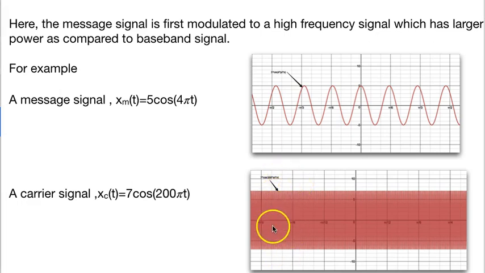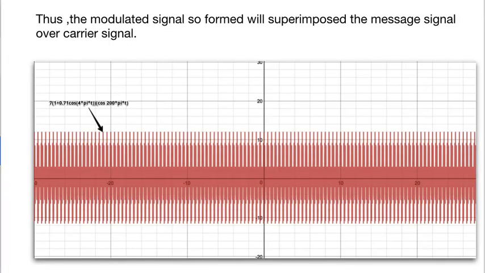Now you can see the modulated signal over here. The modulated signal so formed will superimpose the message signal over the carrier signal. Now you can see this is a double sideband AM signal, 1 plus 0.1, 0.7, and it is an undermodulated signal. How I am saying all these parameters just by looking at the graph, you will come to know when you move further through these video lectures. So this is probably it.